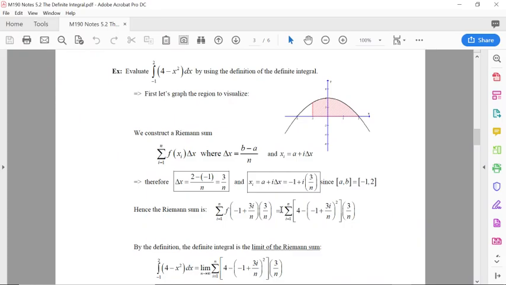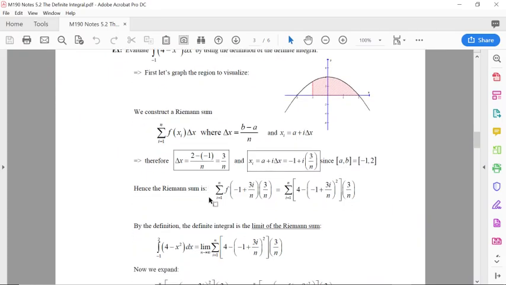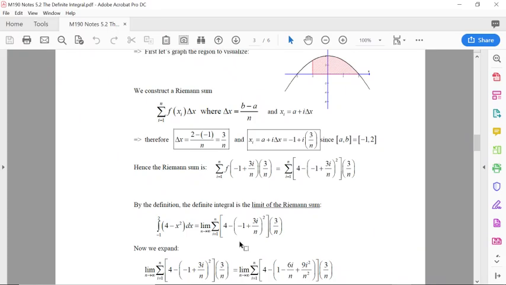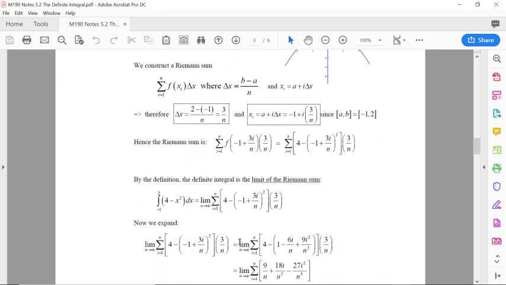By the definition of the definite integral, if we take the limit of this entire summation as n goes to infinity, we would get the exact area of this bounded region. So the definite integral is equal to the limit as n goes to infinity of this Riemann sum. And now we need to evaluate this limit. How do we do that? Start through algebraic expansion.